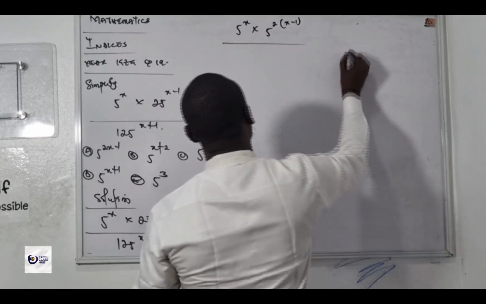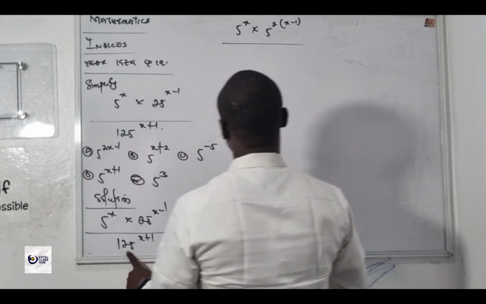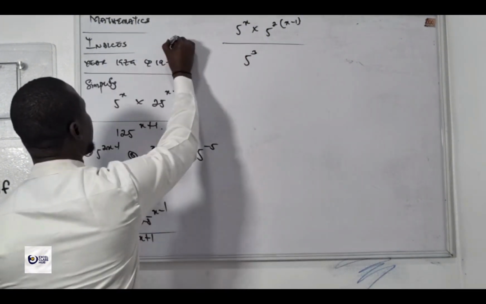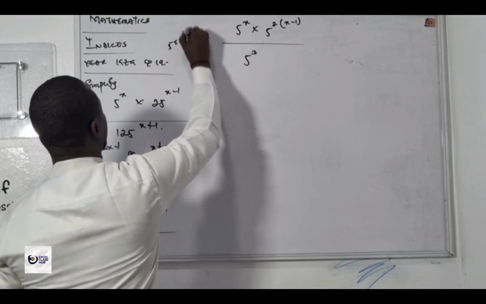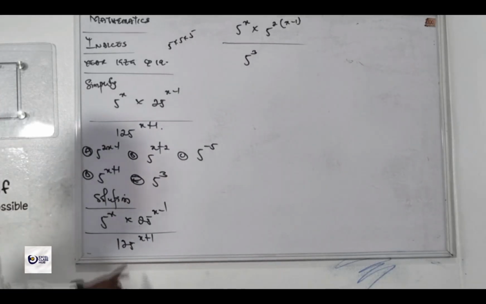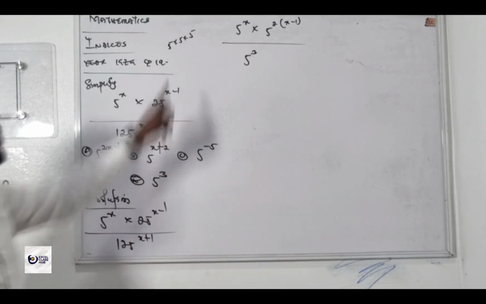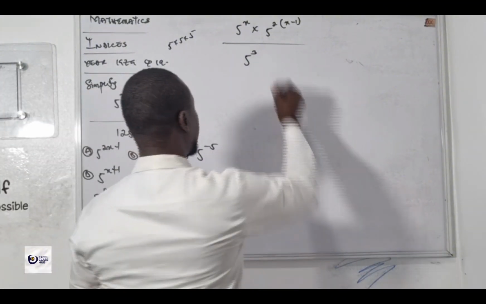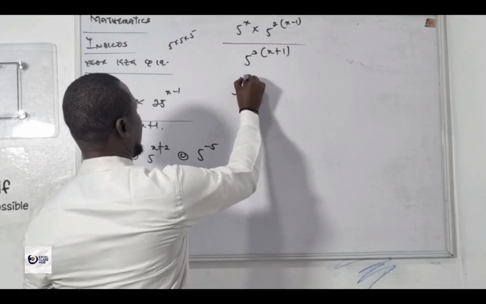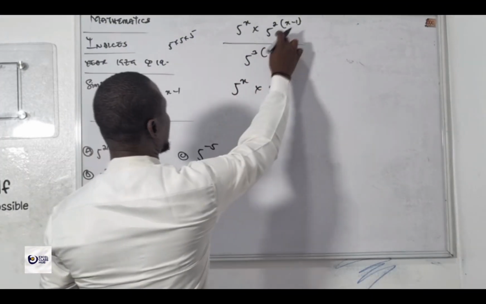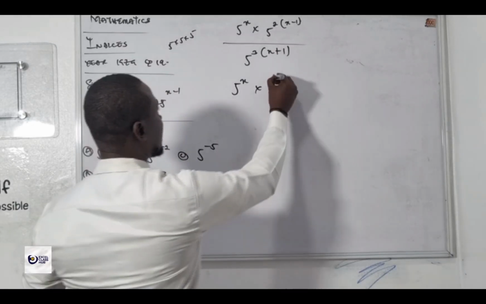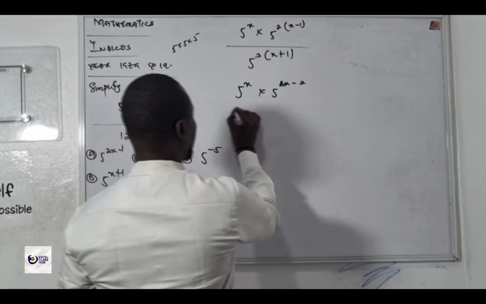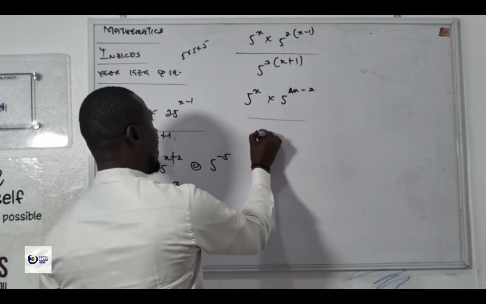Everything all over. This 125 can give me 5 raised by 3, because if you multiply 5 in 3 places, 5 in 3 places gives you 125. So that means 5 raised to power 3. And I still have in bracket 5 raised by x times 5 raised to 2 times x, you open the bracket, that should be 2x minus 2. Still everything over 5.